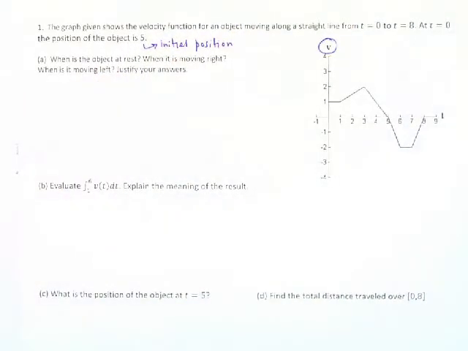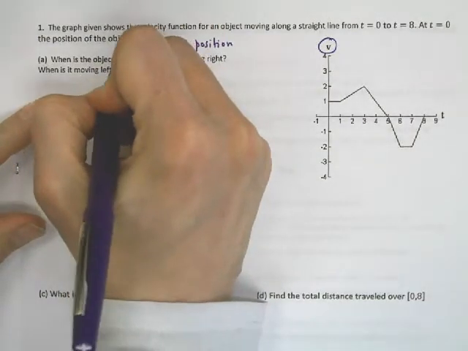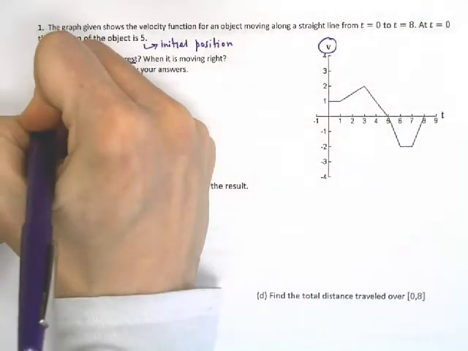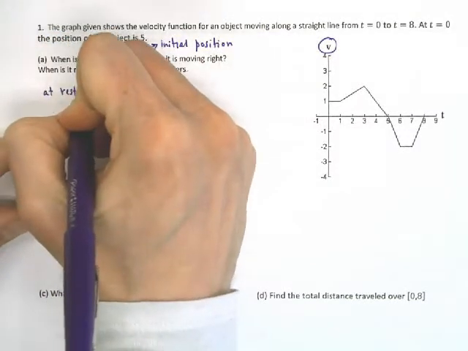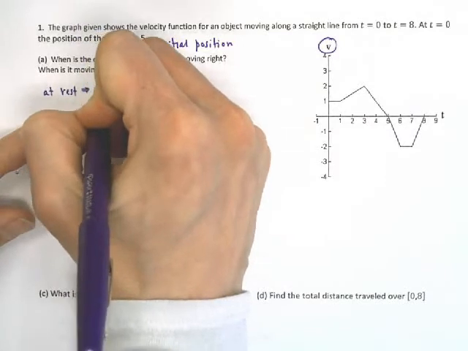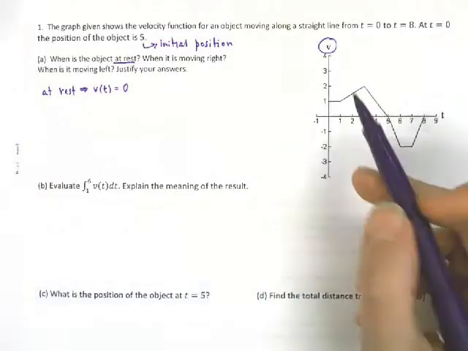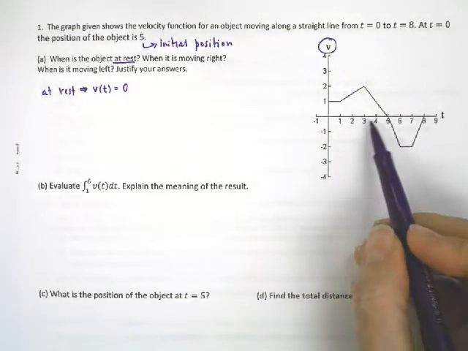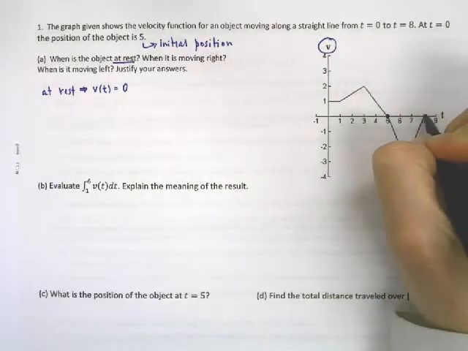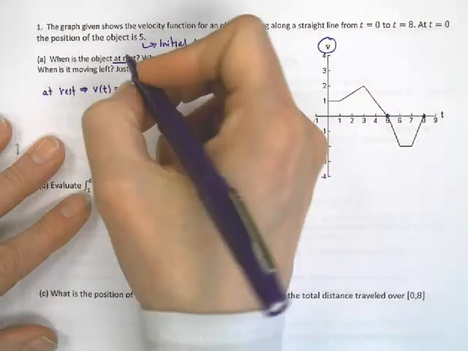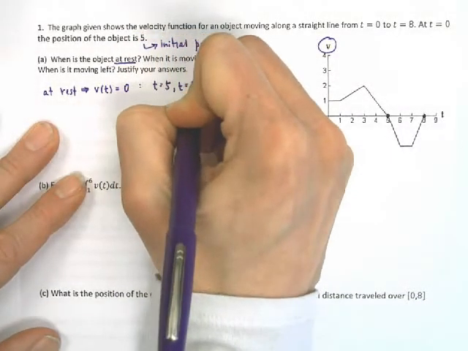All right. So now we've got a couple questions to answer here. The first is, when is the object at rest? And I'm going to make myself a note here. I know an object is at rest when my velocity is equal to 0. Since this is the graph of velocity, I just need to find the zeros here. So that's going to tell me at time equals 5 and time equals 8. So I've got t equals 5 and t equals 8.